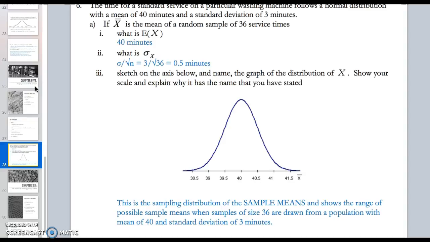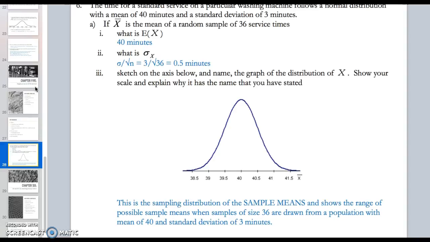Now, here's an example of an exam question in this particular area. The time for a standard service on a particular washing machine follows a normal distribution with a mean of 40 minutes and a standard deviation of 3 minutes. If X bar is the mean of a random sample of 36 service times, what is the expected value of X bar? And that would be 40 because we've been told the mean is 40 minutes.